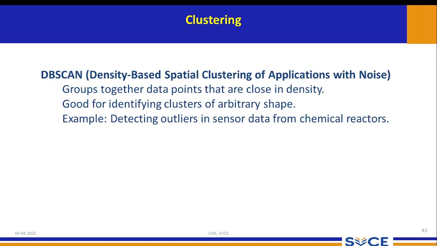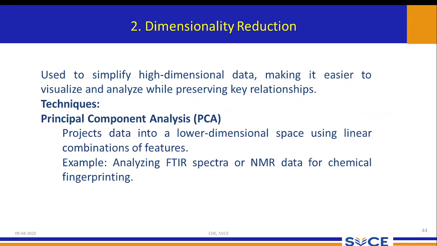And under clustering we have DBSCAN, that is density-based spatial clustering of applications with noise, which groups together the data points that are close in density. Okay, a very good example is detecting the outliers in sensor data from chemical reactors. So in that case we can go for this type of clustering.